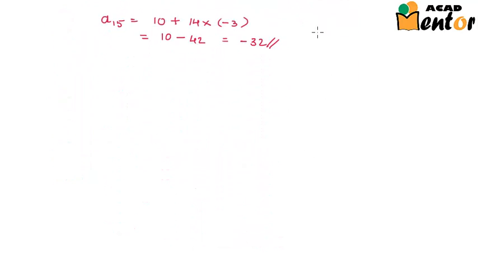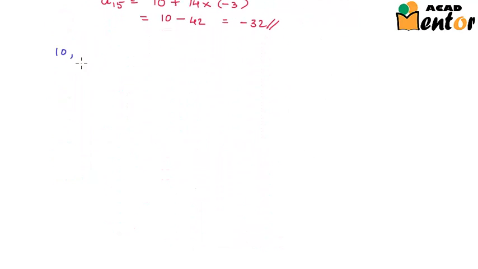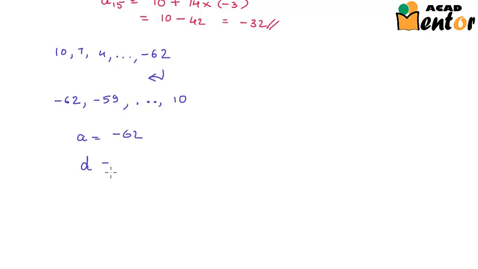Now there's another way to do this. Let me write down the given AP. 10, 7, 4 up to minus 62. Now the 11th term from the back would be nothing but the 11th term from the front for the reversed AP of minus 62, minus 59 and so on up to 10. So here the first term would be minus 62 and the common difference d would be plus 3 and not negative 3. This is because minus 59 minus (minus 62) would give you plus 3.